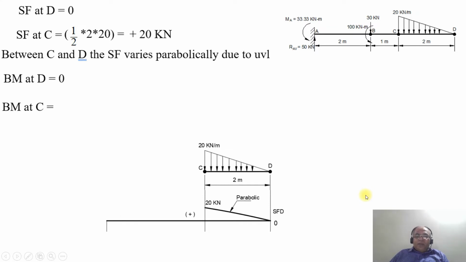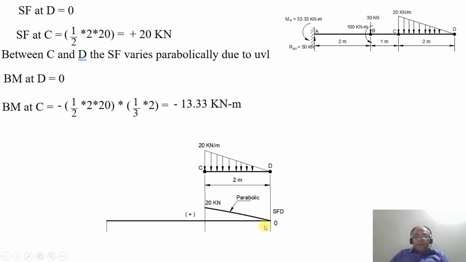So the area of the triangle into the distance of center of gravity from the bigger end, which is from C. So here, minus half into 2 into 20 into 1 by 3 into 2. So on simplification, you are going to get it as minus 13.33 kilonewton meter.